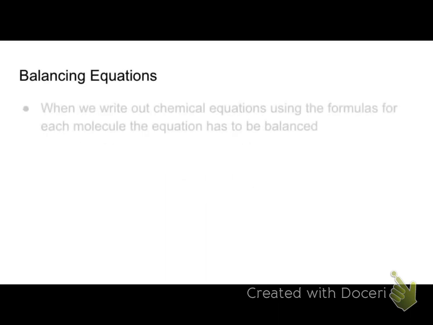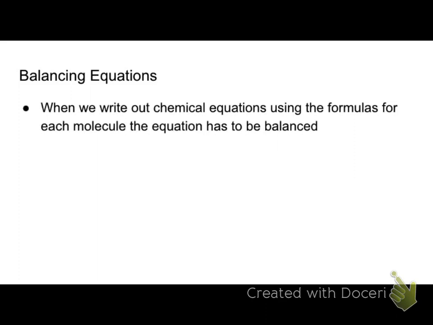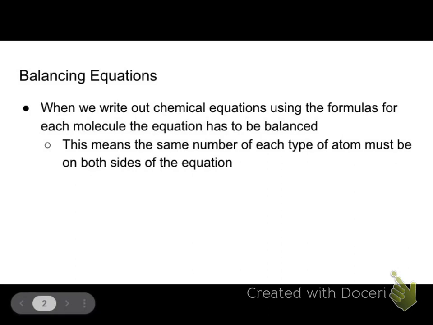So we're going to start with balancing equations. Okay? When we write out chemical equations using the formulas for each molecule that's involved, the equation has to be what we call balanced. Okay? This means that on both sides of the equation, both what you start with and what you end with, there must be the same number of each type of atom on both sides of the equation.